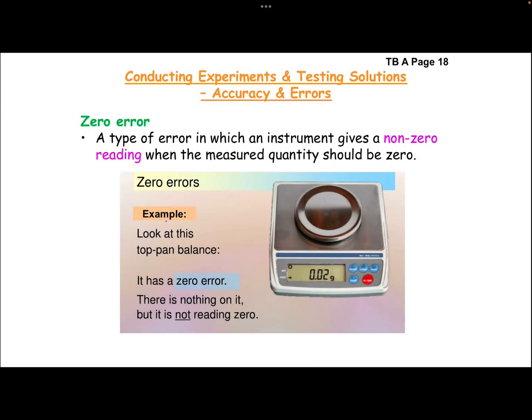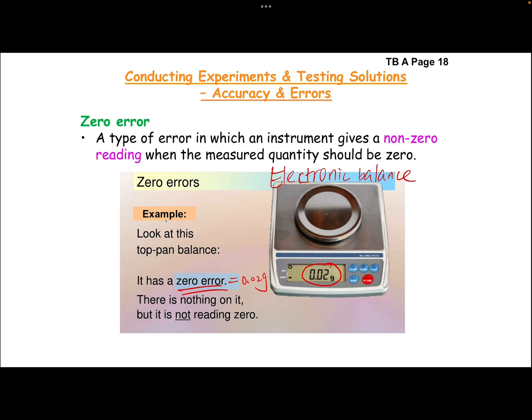Okay, class. Yesterday we talked about zero error. What is zero error? Zero error means that when we have instruments like this one, we mentioned before, this is an electronic balance, right? There's nothing on the electronic balance yet, but there is a reading here, 0.02 gram. So this reading is actually called the zero error. So the zero error for this electronic balance is 0.02 gram. For such a device, there is an error there already.